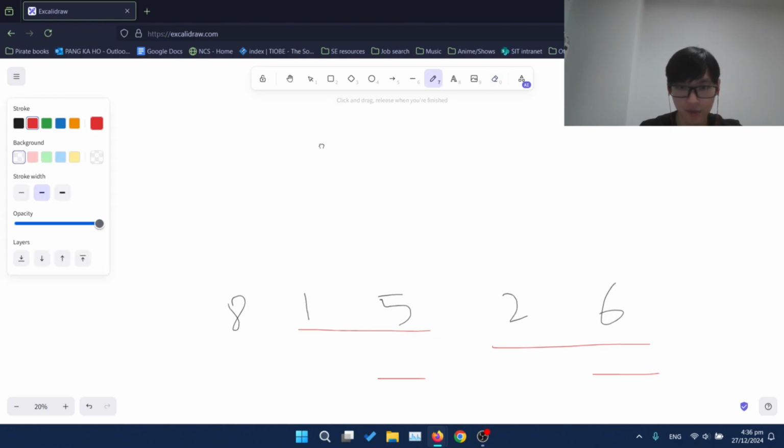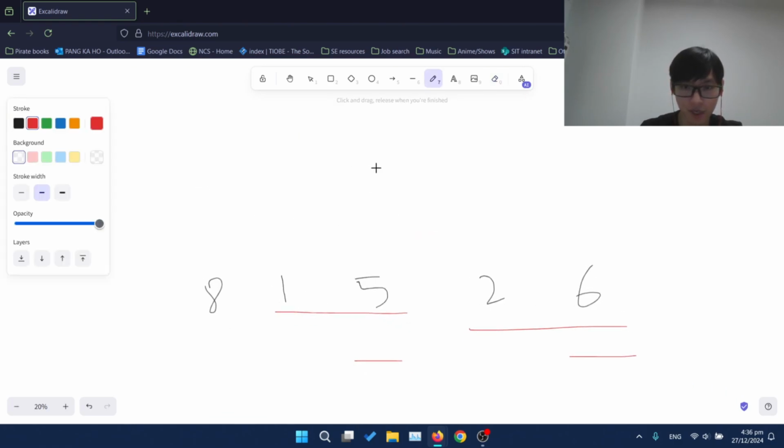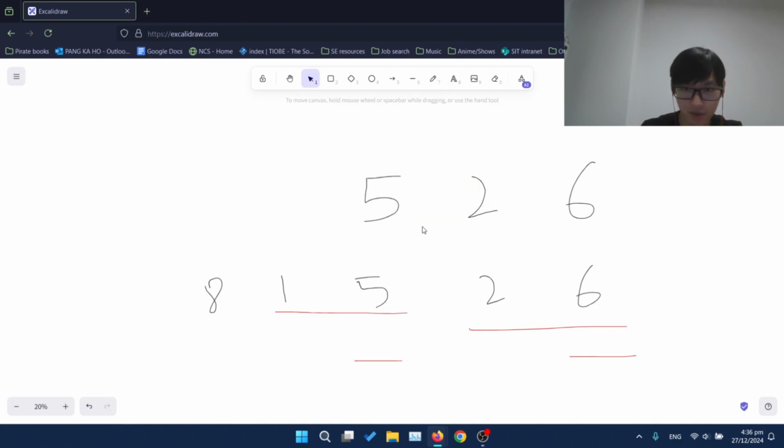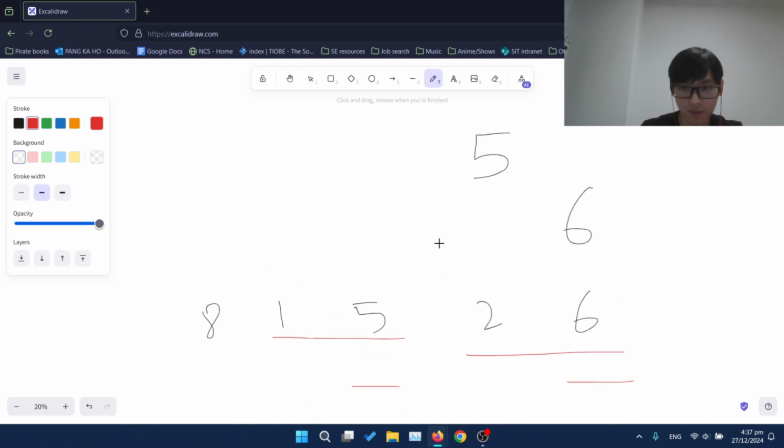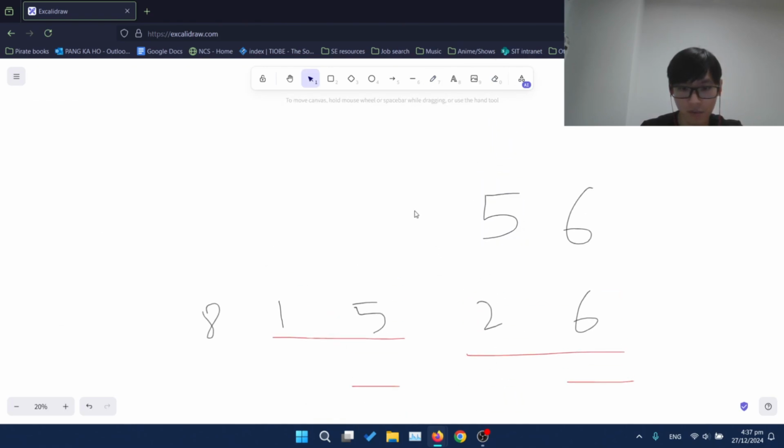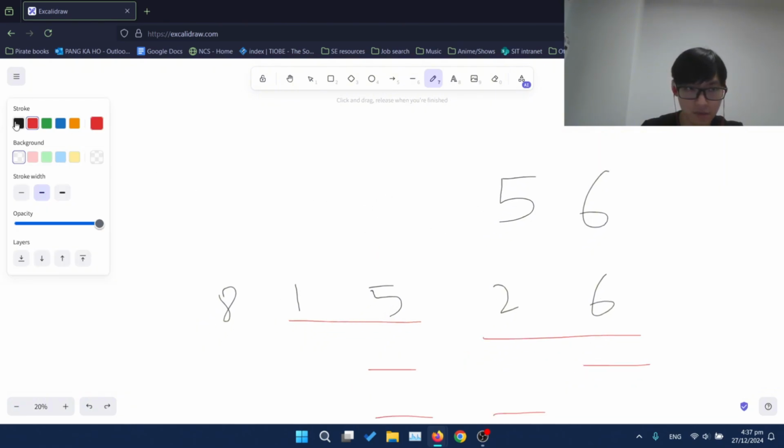Now you go the other way around, which is you have 6, then you have 2, then you have 5. Now we calculate the answer for this 2. Put it here, delete this. So you calculate this and this. Then you put 1 here, 1 here, then you put 8 here.